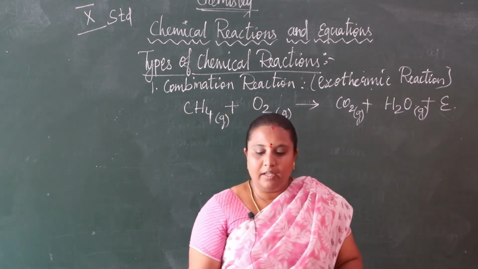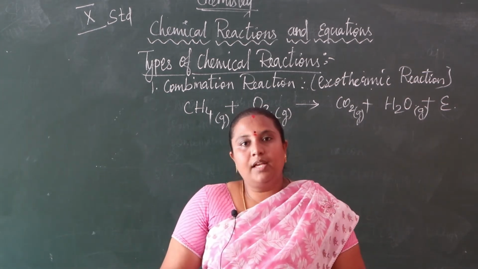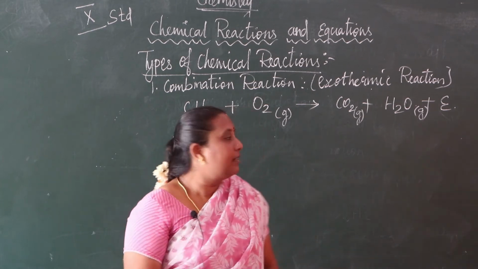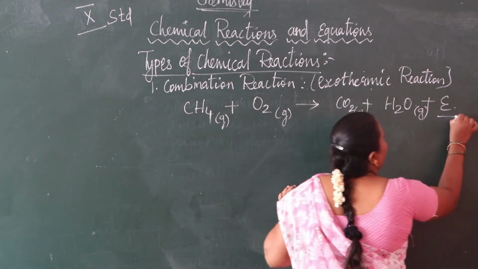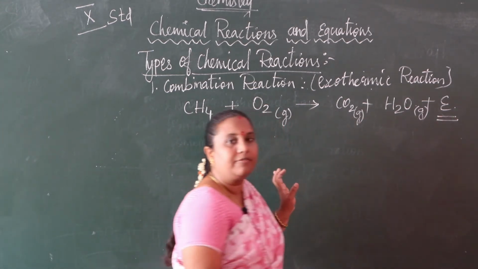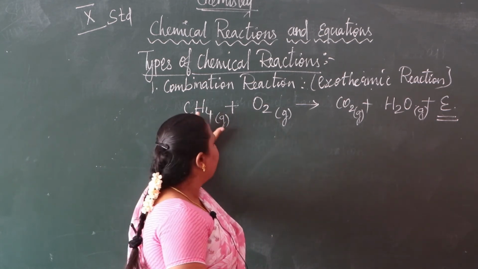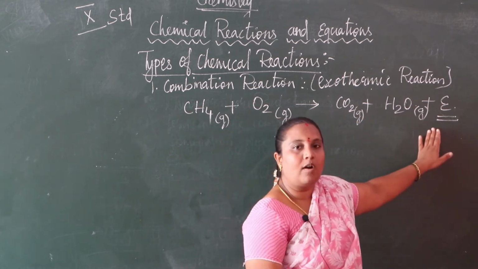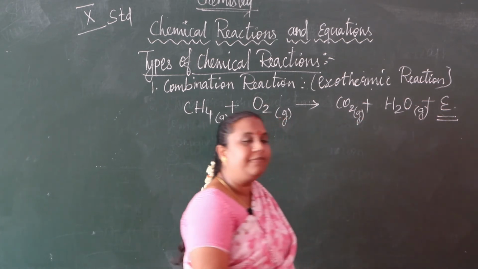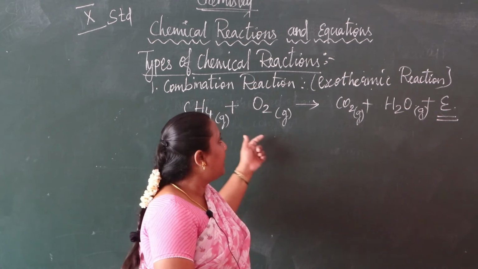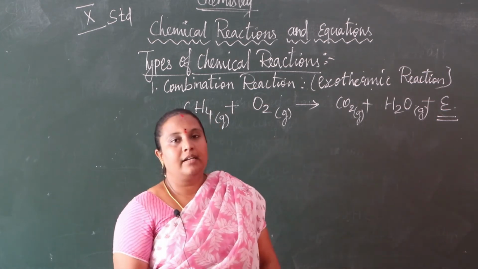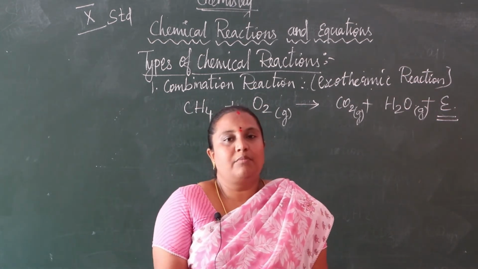That is also a gas. Water is also a gas here, plus energy is released. So energy is released in the form of heat. Here we get carbon dioxide plus water, and the water is in the form of steam. So we can say it is an exothermic reaction. So what is an exothermic reaction?